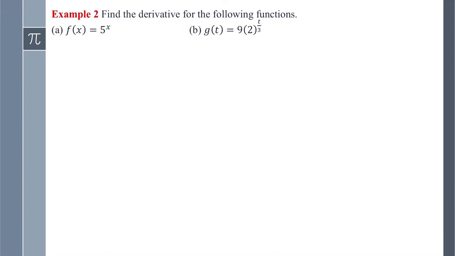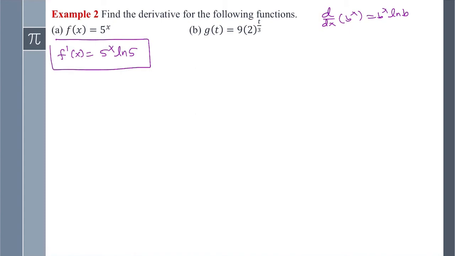Now let's look at some examples. The derivative of b to the x is just b to the x times natural log of b. So here we have 5 to the x. So the derivative f prime of x equals 5 to the x times natural log of 5, just using that formula.